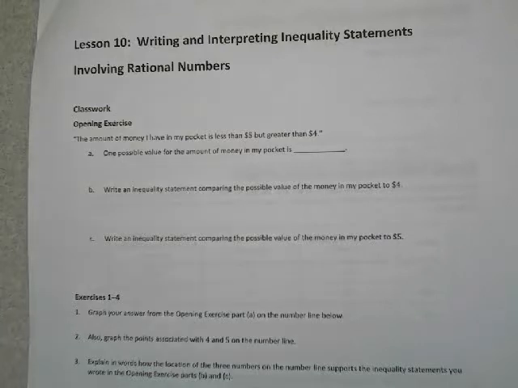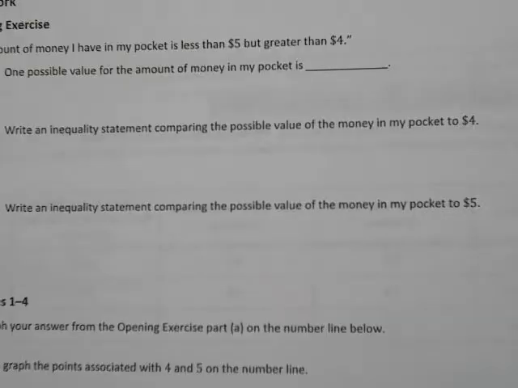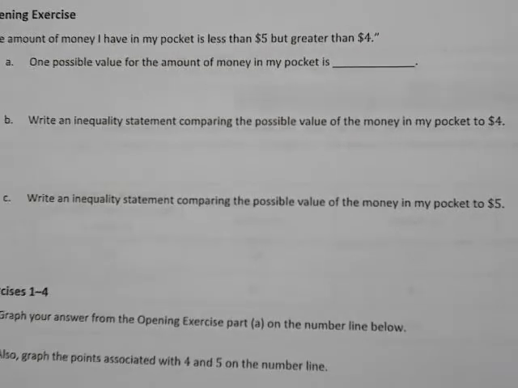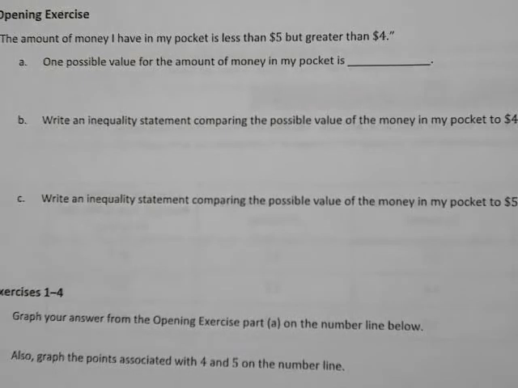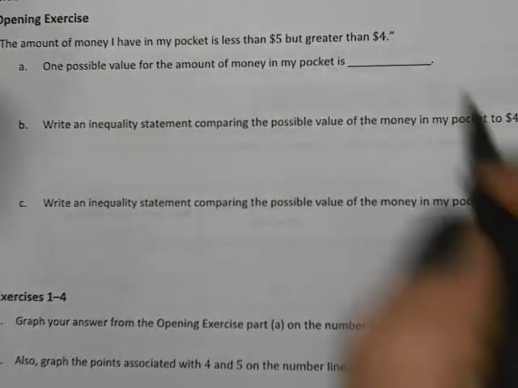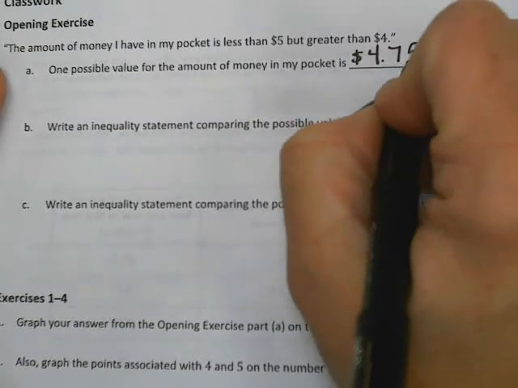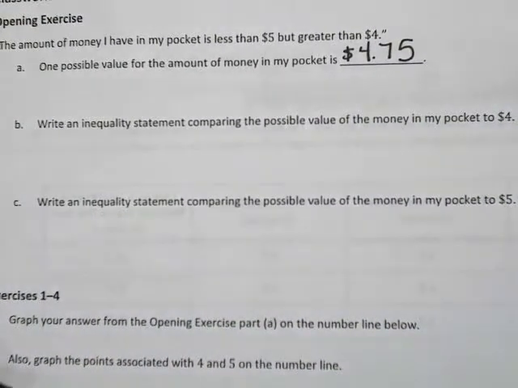We're going to start with the opening exercise. Just read through and write the integers or rational numbers that would go in there. So the opening exercise says, the amount of money I have in my pocket is less than $5 but greater than $4. So we know that if you have less than 5 but greater than 4, an example that you might have, let's say maybe you have $4.75. That's just an example of what you could have.